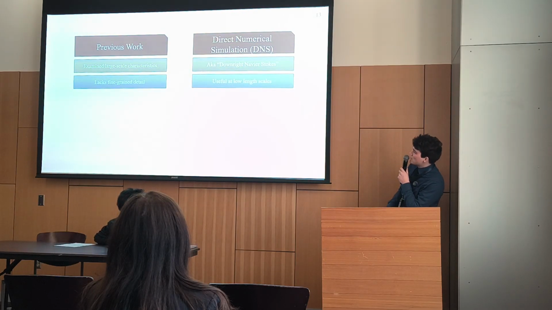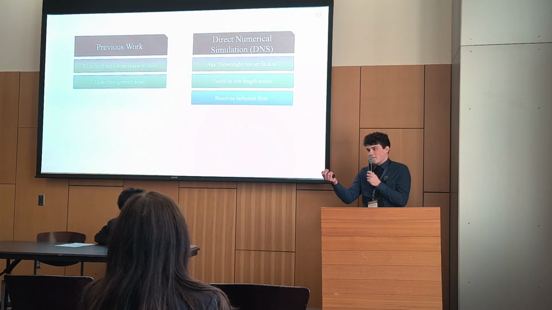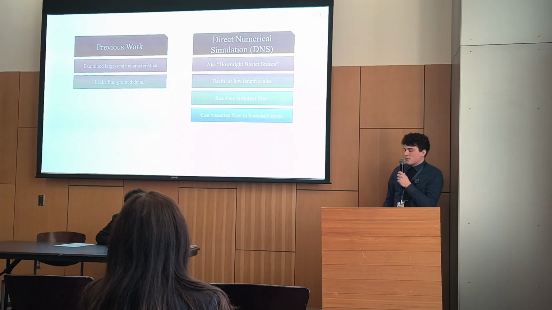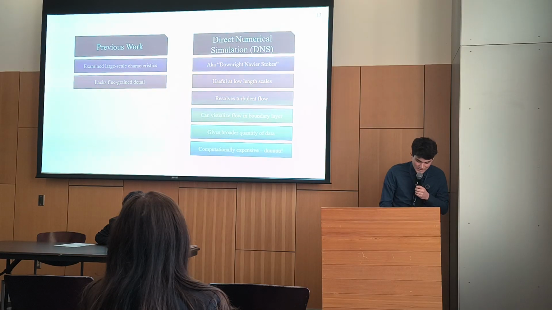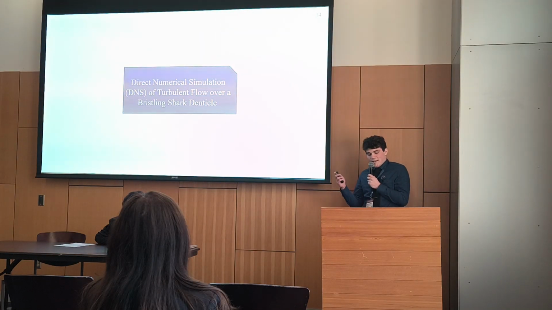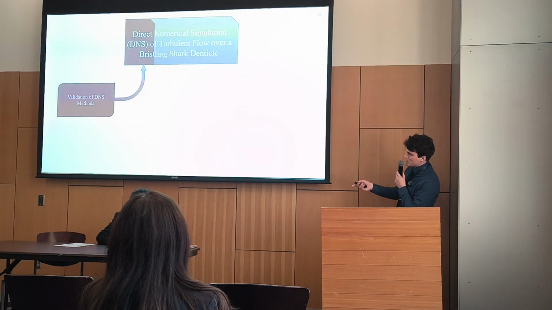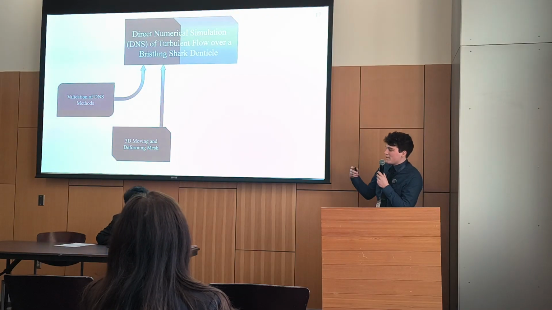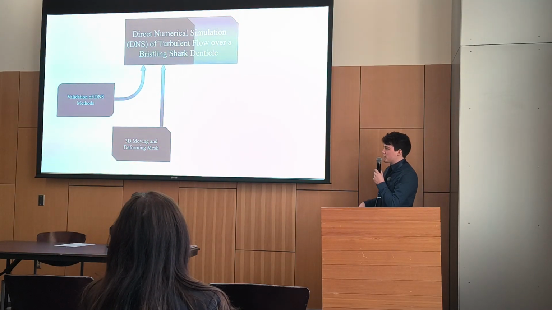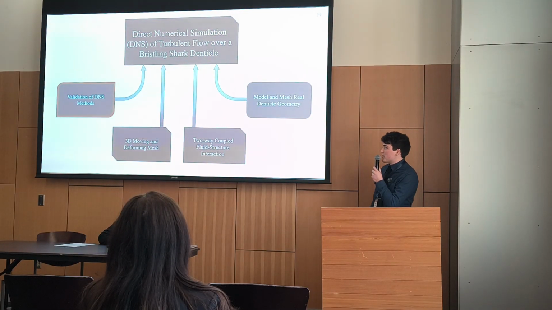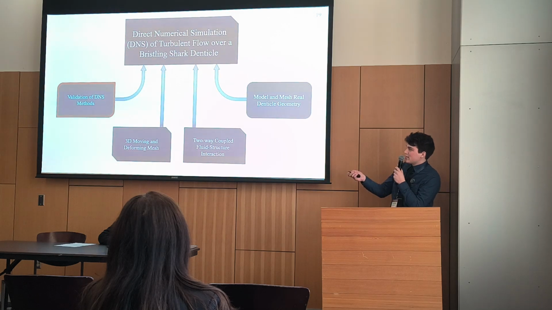It's useful at low length scales, like on a 100 micron shark scale. It resolves turbulent flow, can visualize flow in the boundary layer, and gives us a broader quantity of data, but it's very computationally expensive, duh. In order to get to a DNS flow model of turbulent flow, first we need to validate our DNS methods. Then we need to implement our 3D moving frame mesh. Then we need to do our two-way coupled fluid structure interaction, and then we need to model and mesh our real denticle geometry. This is our validation of our DNS methods.